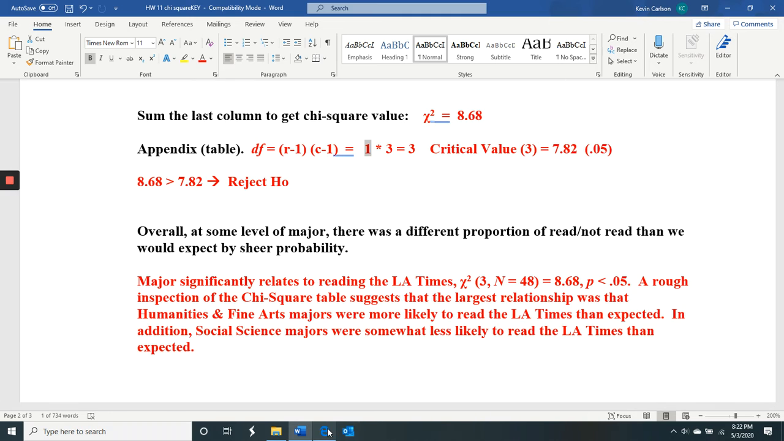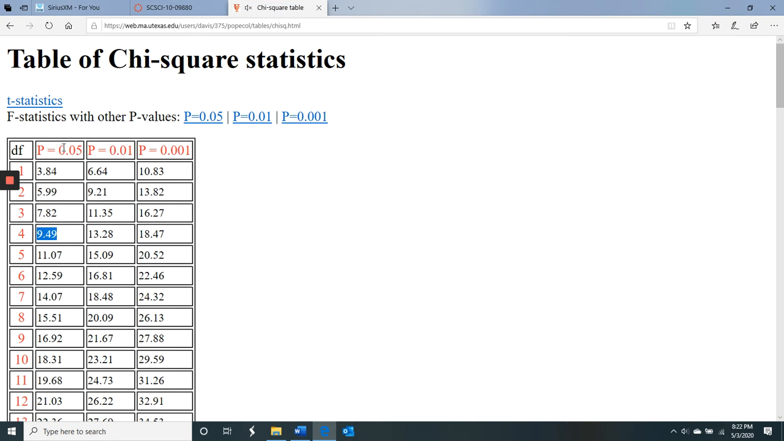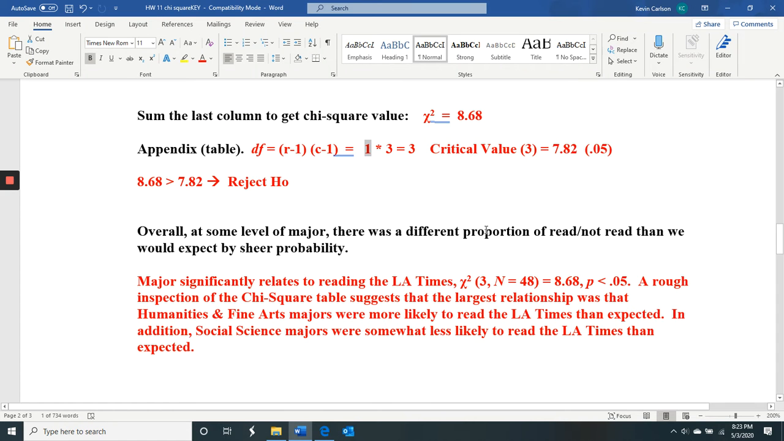So 3 degrees of freedom, we go to our table, 0.05 right here. 3 degrees of freedom, 7.82. So 7.82 is our critical value for 3 degrees of freedom at the 0.05 alpha level. And so our calculated value is greater than the table value, so we reject the H0.